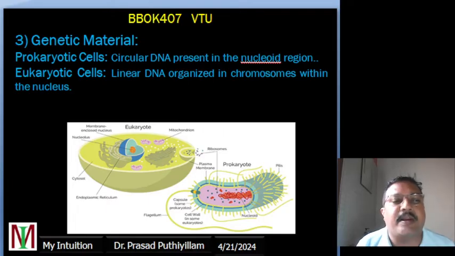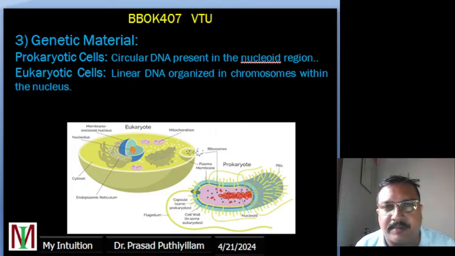In case of a prokaryotic cell, the DNA is circular. It is present in the nucleoid region. The DNA in a prokaryotic cell is a single loop found within the nucleoid. Whereas in a eukaryotic cell, inside the nucleus, they have well organized linear DNA.